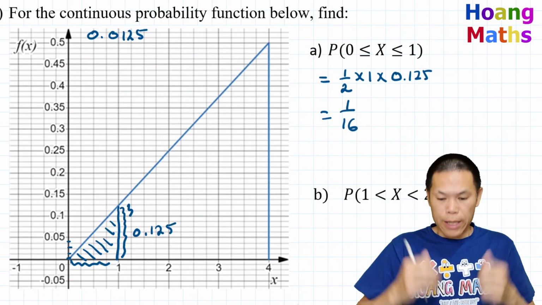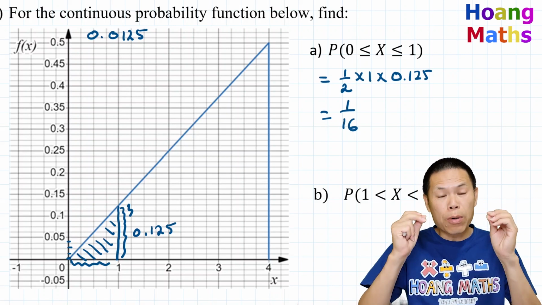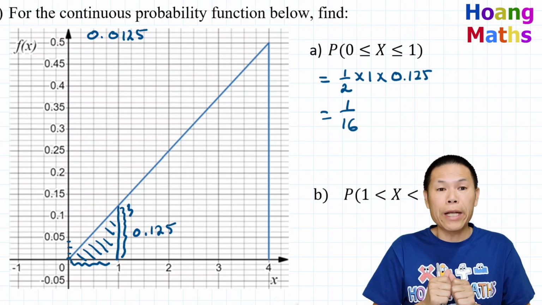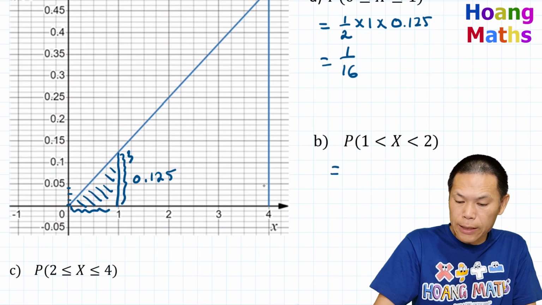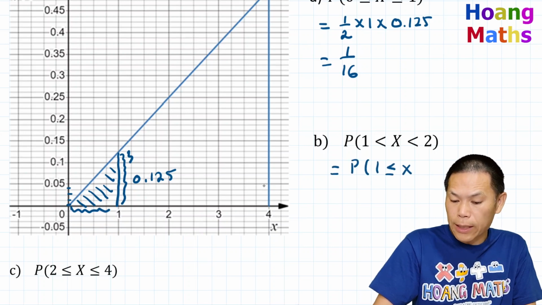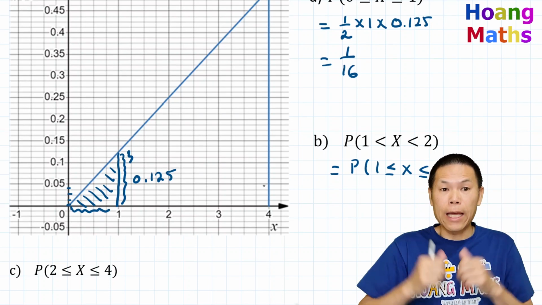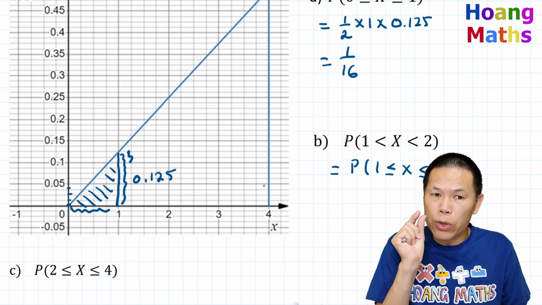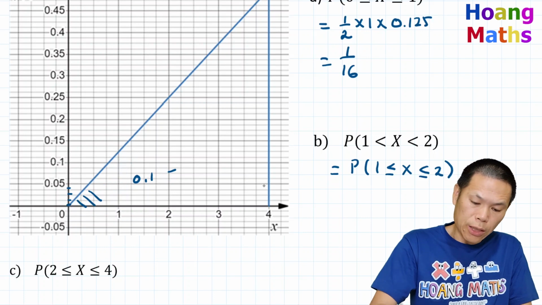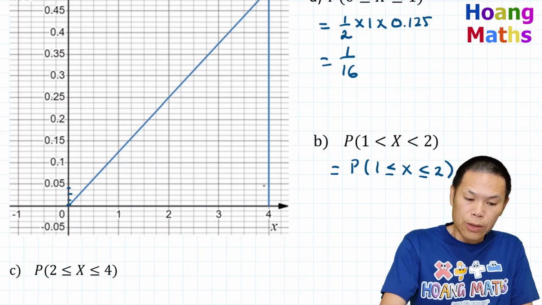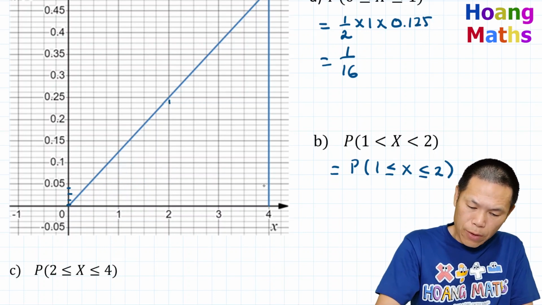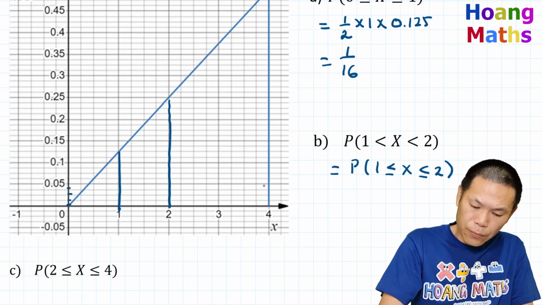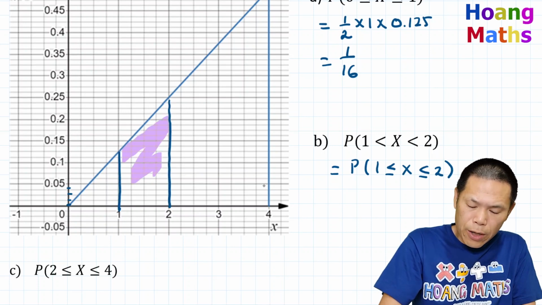Now part B, we need to work out the probability of x between 1 and 2. This is exactly the same as the probability of 1 less than or equal to x and less than or equal to 2. That is exactly the same, so keep that in mind. What we need to do is find the area between 1 and 2. Let me just clear this first. We need to work out the area of this. This is the area we are after.